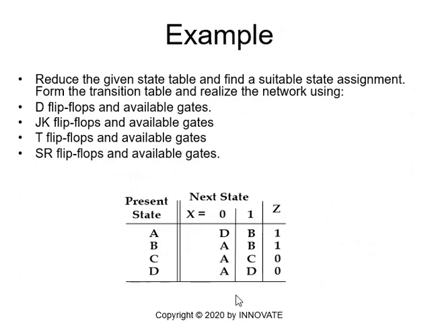Example. We'd like to reduce a given state table and find a suitable state assignment. Form the transition table and realize the network using D flip-flop, JK flip-flop, T flip-flop, and SR flip-flops and available gates.